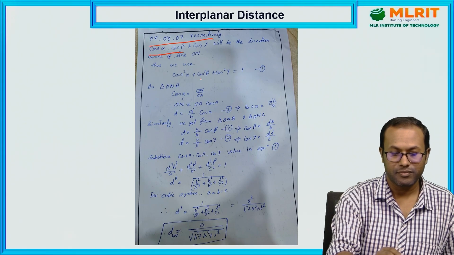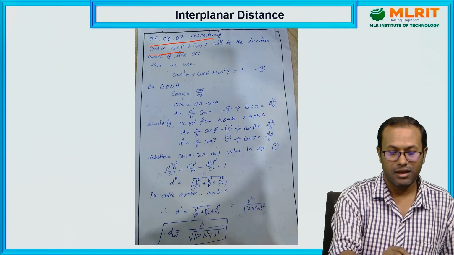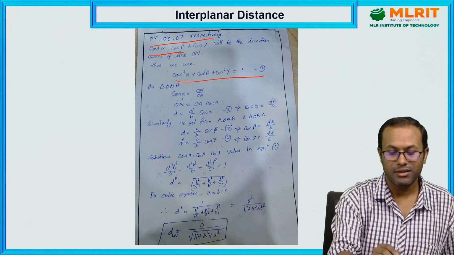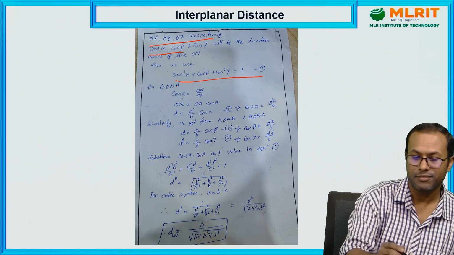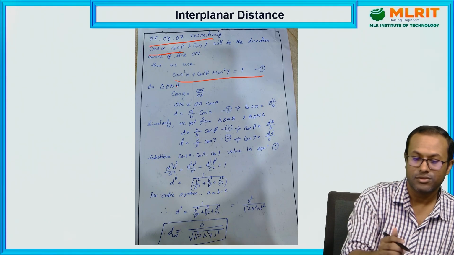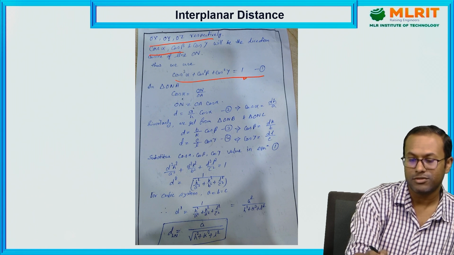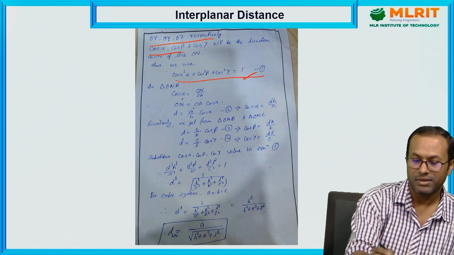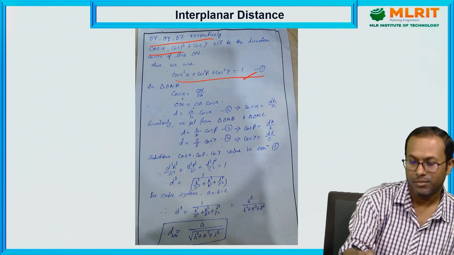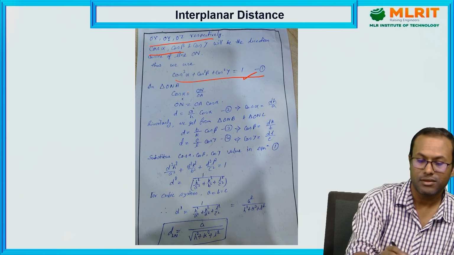Now we use this formula. This is the straight line property: if ON is a perpendicular distance, then cos square alpha plus cos square beta plus cos square gamma equals 1. That is a property of a straight line, and we have to use this property. Now we have to determine cos alpha.